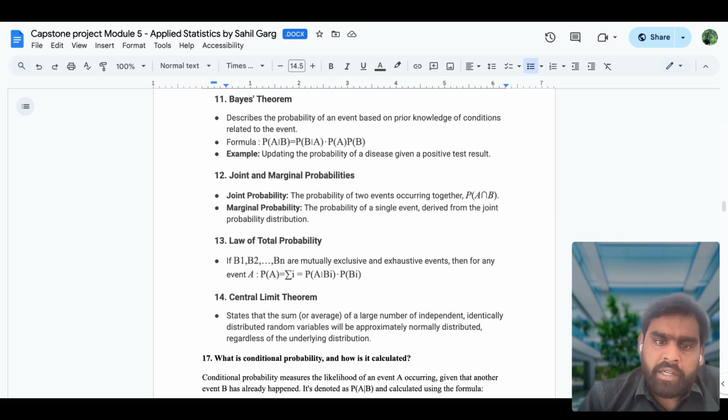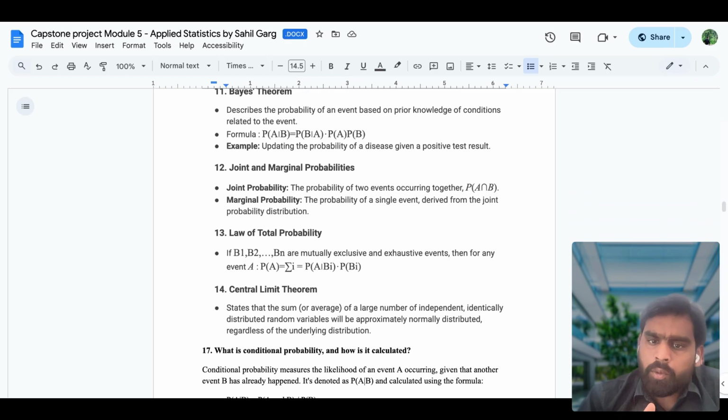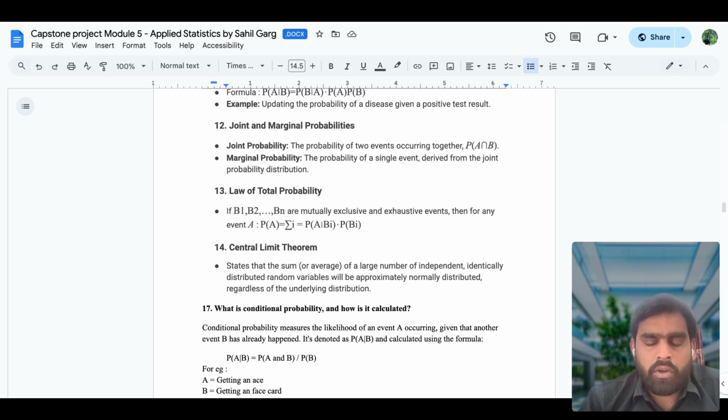Twelfth is joint and marginal probability. Joint probability is the probability of two events occurring at the same time. Marginal probability is the probability of a single event derived from the joint probability distribution. Law of total probability: if all the events are mutually exclusive and exhaustive, then the sum of the probabilities of all the events would be equal to 1.